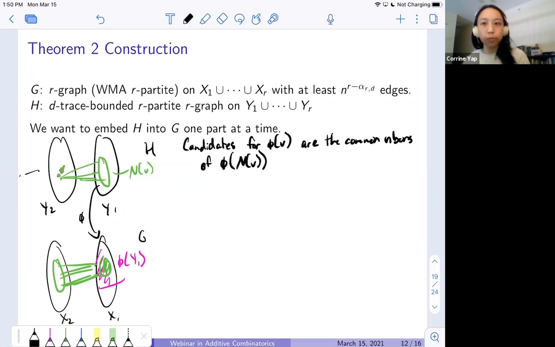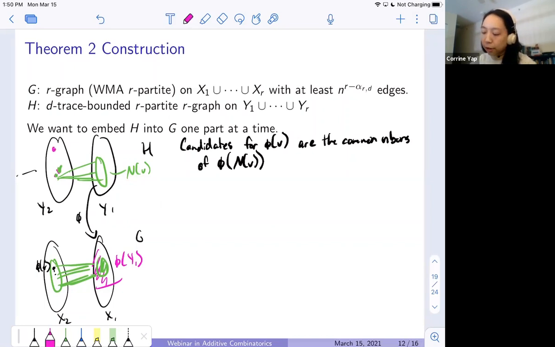So ideally, I'd like to just proceed with this embedding greedily. I'd like to be able to look at all the ones that have not been picked yet and just randomly choose one of these to be phi of v. But what's an obstacle we could run into, right? An issue that we could have is, what if I've already embedded some vertices before I reach v? And maybe by the time I reach v, all of those vertices have been embedded into the common neighborhood of phi of N of v, the neighborhood. Then I'm out of luck. Then I don't have any options for sending v.